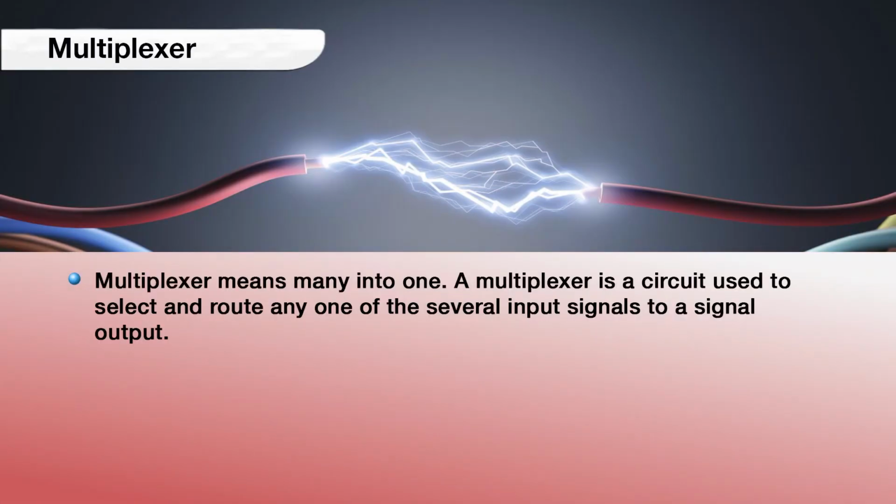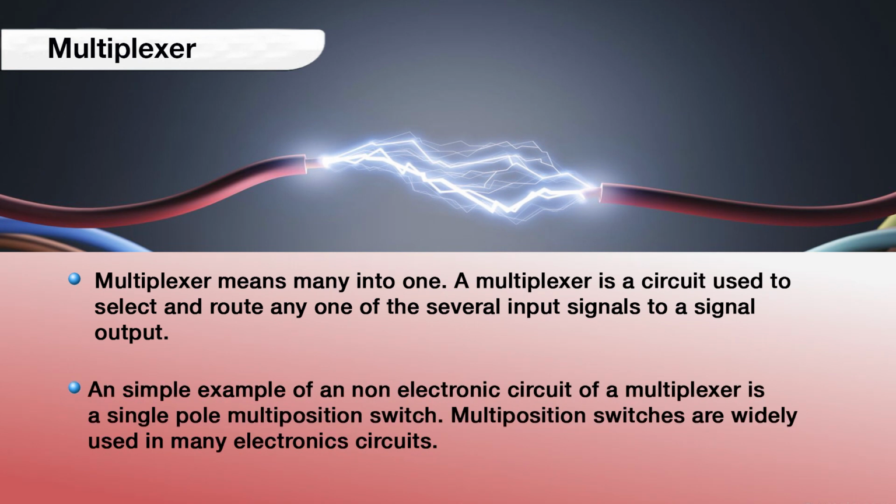So, a multiplexer means many into one. A multiplexer is a circuit used to select and route any one of the several inputs to the signal output. In a multiplexer, one of the inputs is represented at the output. A simple example of a non-electronic multiplexer is a single pole multi-position switch. Multi-position switches are widely used in electronic circuits.